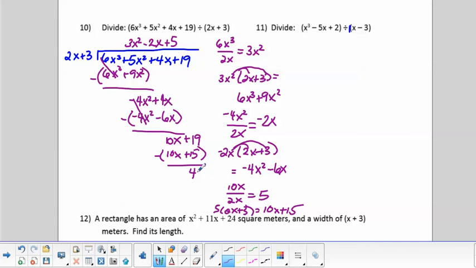So for your final answer, you want all of this, and then plus your remainder over your divisor. That's a fraction. So I have 3x squared minus 2x plus 5 plus 4 over 2x plus 3.